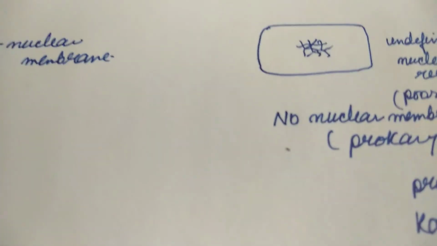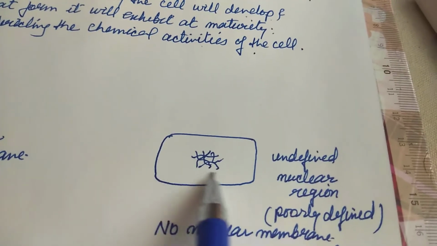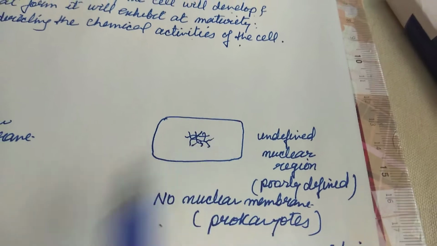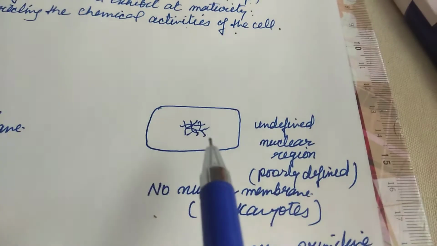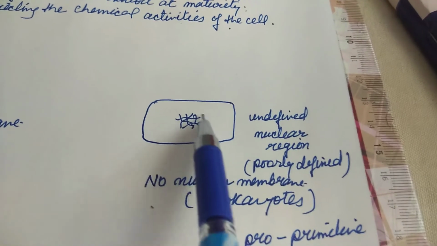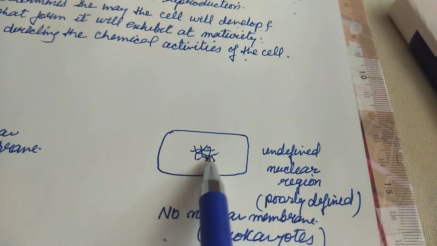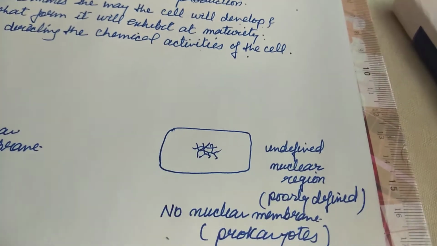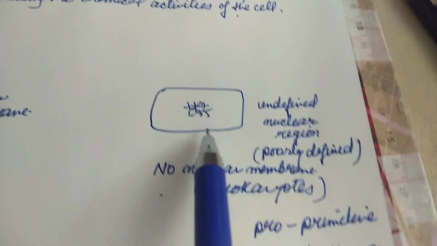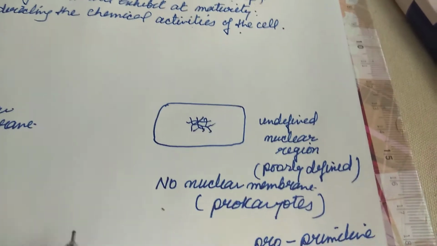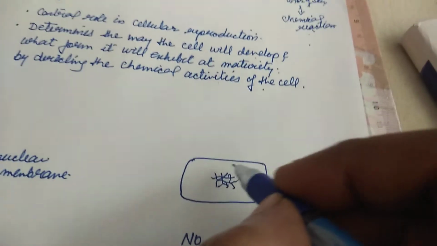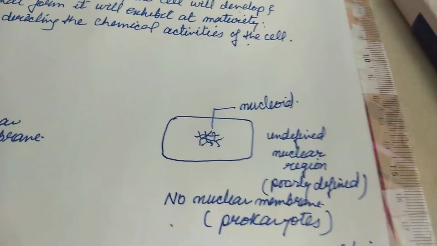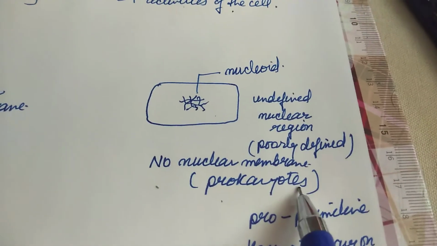But there are cells where this nuclear membrane is absent. Like this is the cell membrane, and this is the genetic material. Right? So here that region is not defined. That nuclear region is not surrounded by a membrane, or it is a poorly defined nuclear region. This we call a nucleoid. We will not call it a nucleus. This we call a nucleoid, right? And such types of organisms we call prokaryotes.